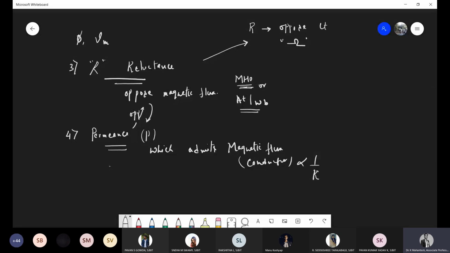Reluctance opposes magnetic flux. And obviously, the unit of permeance will be the inverse, Weber per ampere turns. This can be asked as a definition. You just need to define what you mean by flux, magnetomotive force, reluctance, and permeance along with their units.